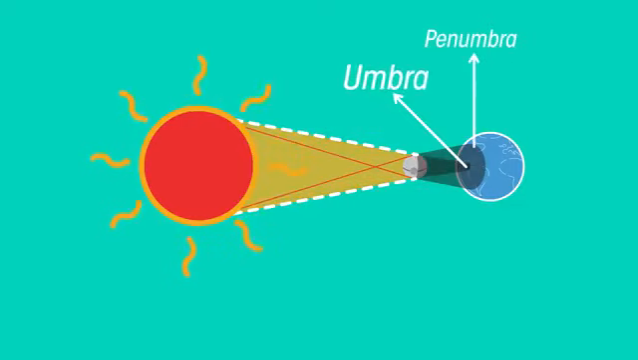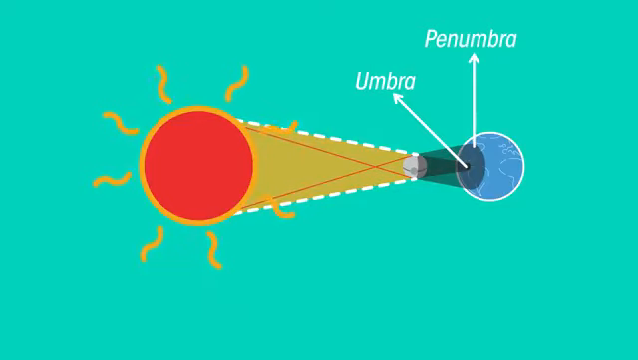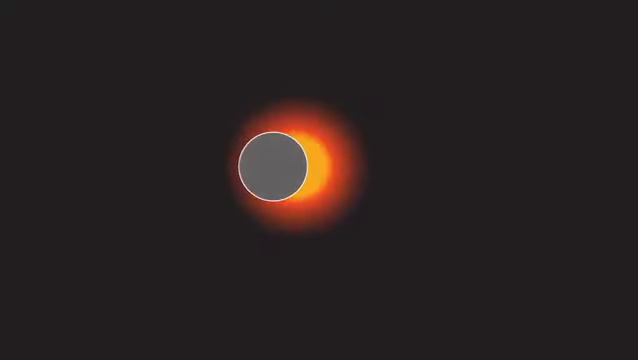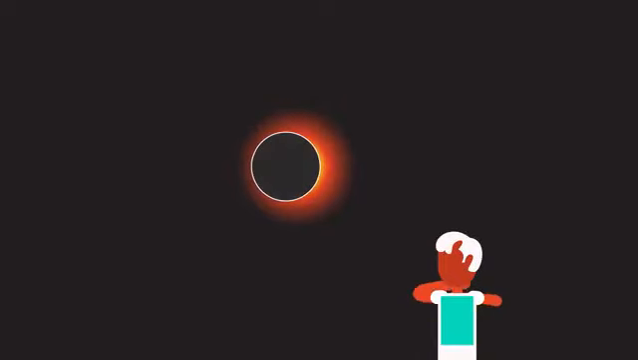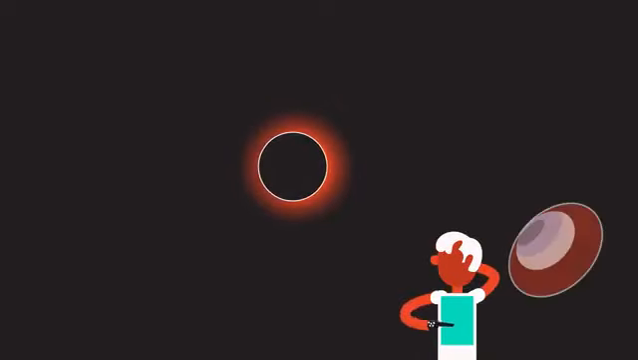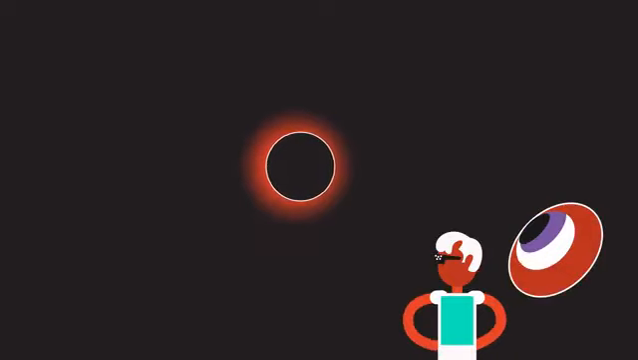So if you're standing in the umbra, so on the part of the earth where the sun's light is totally blocked from reaching you, the sun will look like this in the sky. If you are ever lucky enough to witness this very rare event, make sure you don't look directly at the eclipse, as it can damage your eyesight.